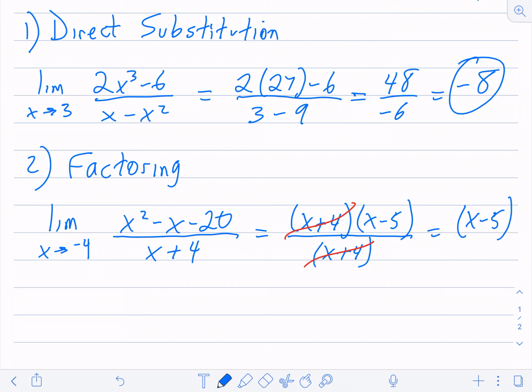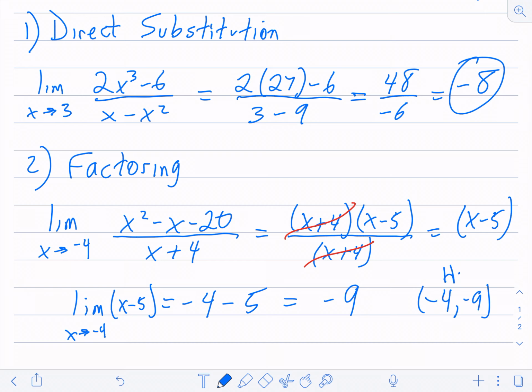But do you remember when we did rational functions, we said there might be a hole, and this actually is the hole. Where's the hole going to be? Let me rewrite this. The limit as x approaches negative 4 of x minus 5. I can just plug in negative 4 for x and get negative 4 minus 5, which is negative 9. And that's where there's a hole. The hole is going to be right at negative 4 and negative 9, as we saw before.